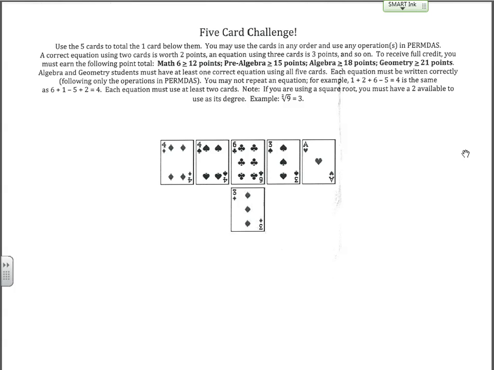Okay? Aiden. What do these have to equal again? You have to use the top 5 cards to total the card on the bottom. So all of your equations have to equal 3. Okay? Questions on that one? 5-card challenge. Get your 15 points. That is the goal.